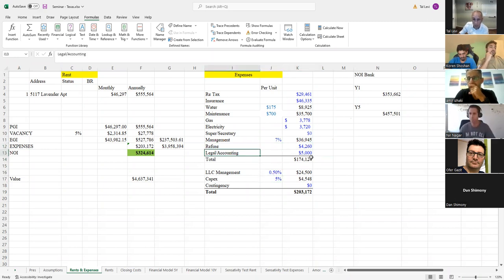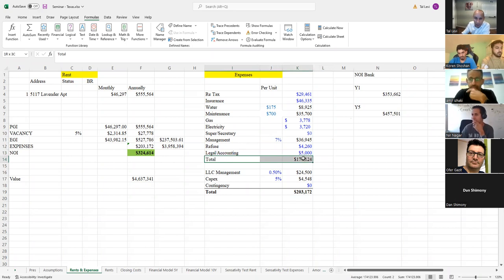There is legal and accounting. This is something that a lot of people forget to put in financial models. You need to have accounting. You need to have legal services. So you want to have it taken care of and calculated. So I said, okay, I have operating expenses of about $175,000 a year. We charge a deal management fee, which is 0.5% a year, which is $24,000.